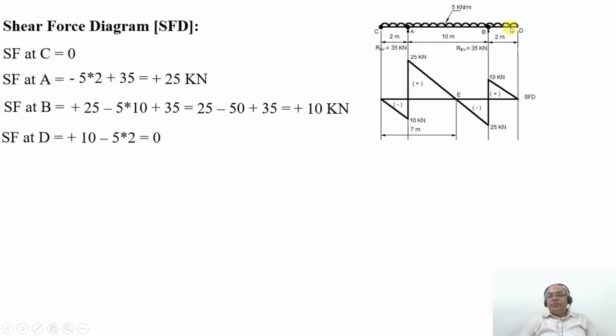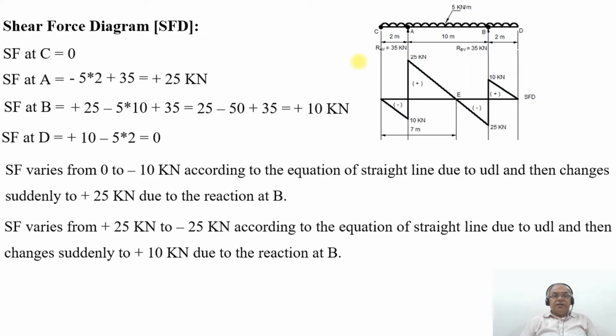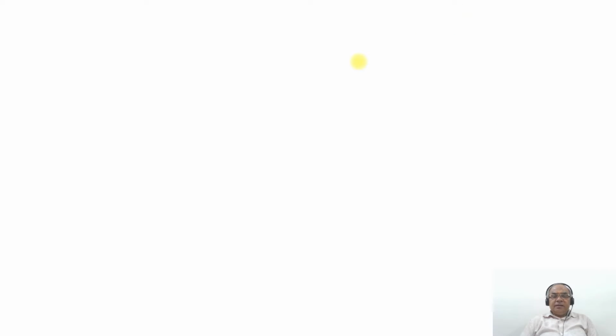And again from B to D, SF varies due to the uniformly distributed load and drops to 0 at the point D, with linear variation. Similarly, SF varies from 0 to minus 10 kilonewton according to the equation of a straight line due to UDL, and then changes suddenly to plus 25 kilonewton due to the reaction at the point A. Then SF varies from plus 25 to minus 25 kilonewton according to the equation of a straight line due to UDL, and then changes suddenly to plus 10 kilonewton due to the reaction at point B. And it varies according to the equation of a straight line due to UDL, and becomes 0.